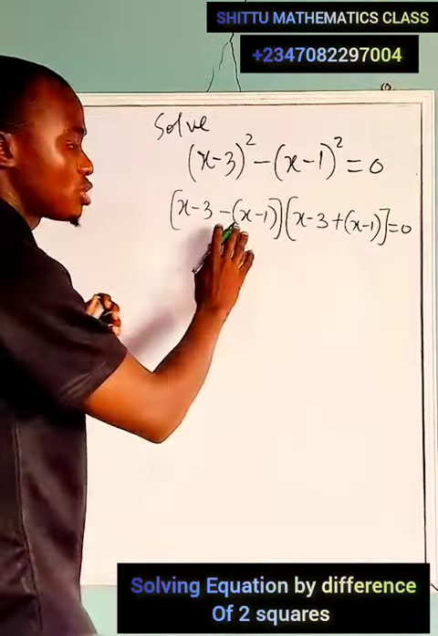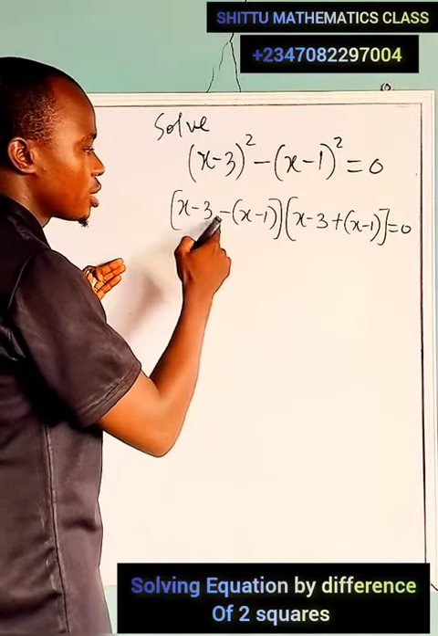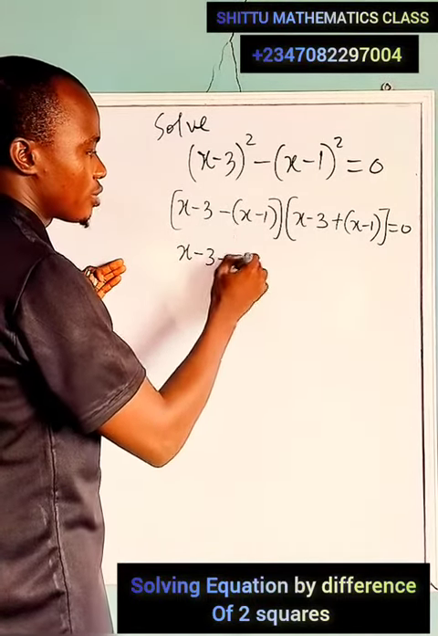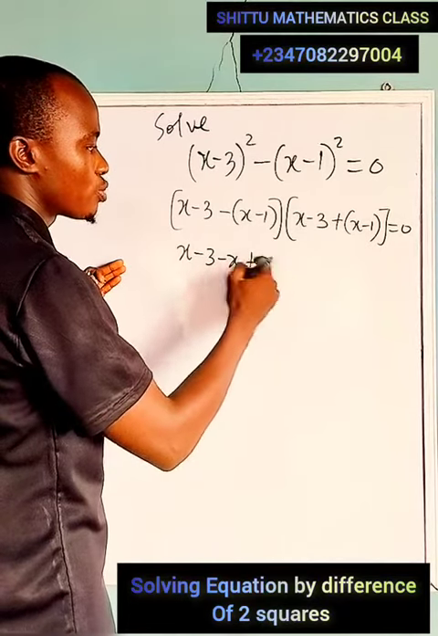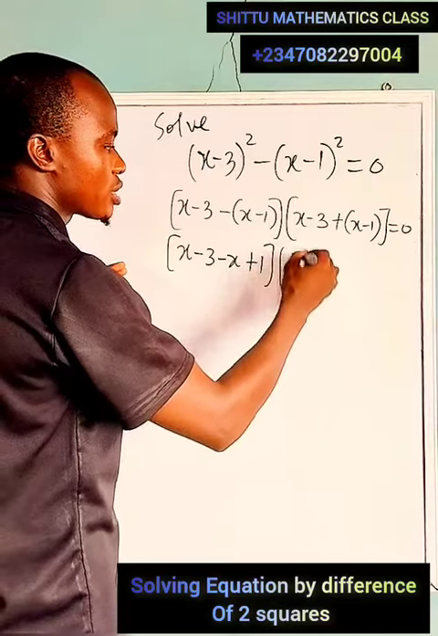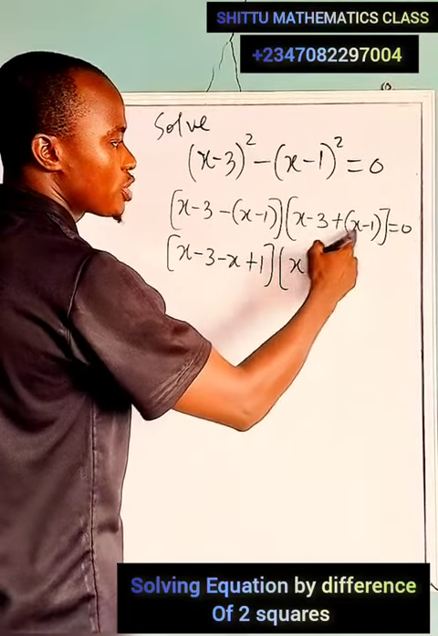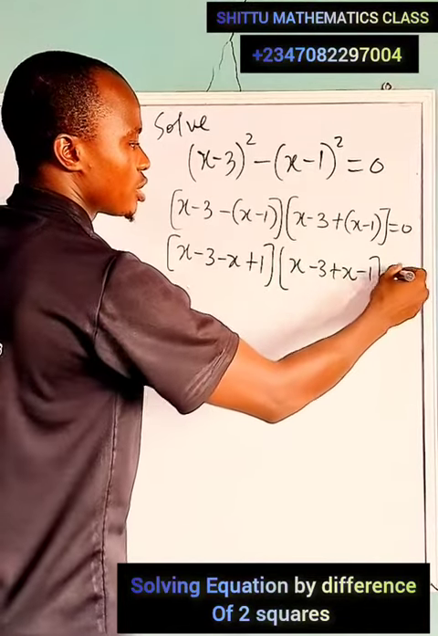So from here I try to simplify this inside the parentheses further. I'm going to have x minus 3 minus times this: I have minus x, minus times this, I'm going to be having plus what? Plus 1. Okay, then I'm going to be having x minus 3 plus times this: I'm going to be having plus x, plus times minus, I'm going to be having minus 1, then equals 0.